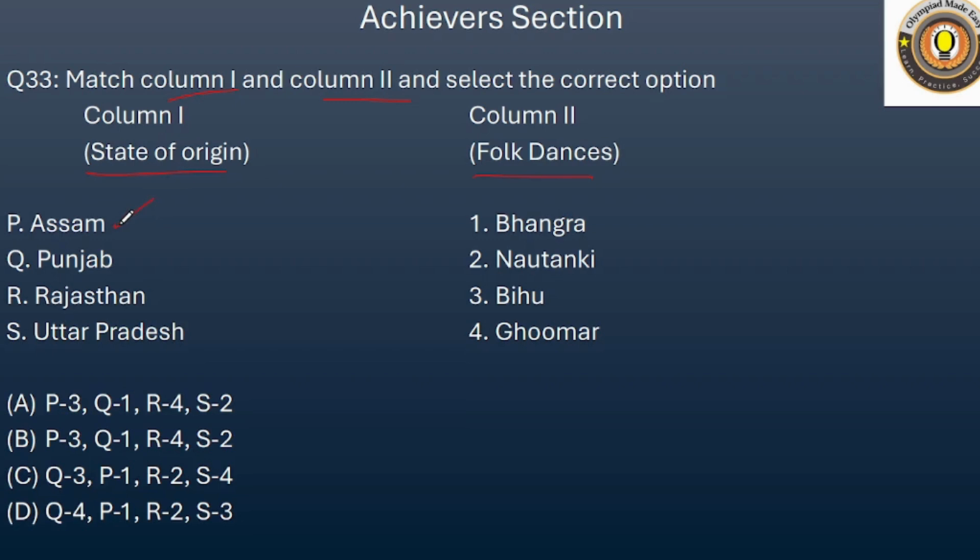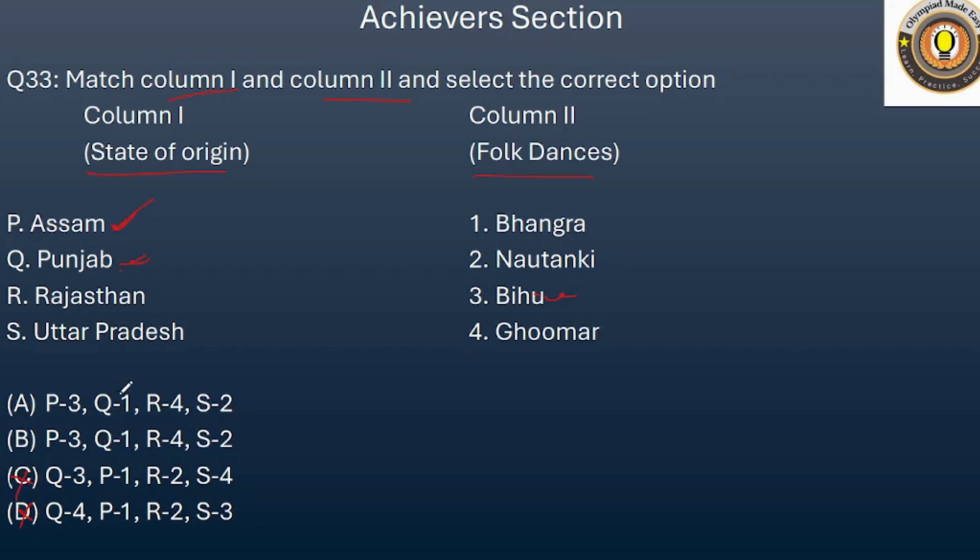Fine. So Assam, we have to match the folk dance of Assam. We know that the folk dance of Assam is Bihu, right? So P3 is the right match. P3. So this option is ruled out. Only B, A, and B are left. Punjab, we know that it is Bhangra. So Q1. P3, Q1.